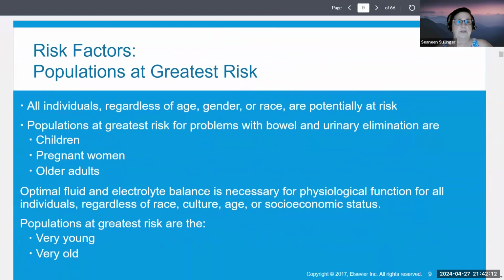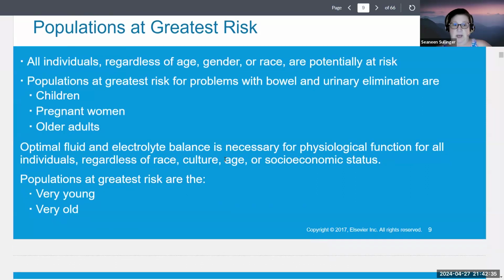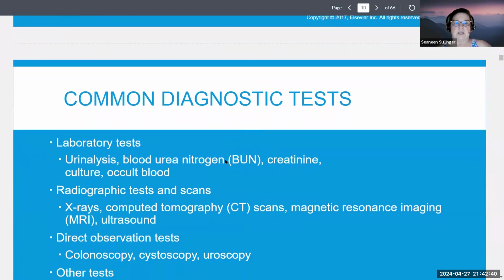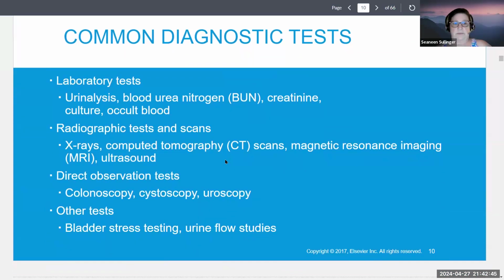As we remember, populations that are at greatest risk for issues with the urinary tract would be children and older adults, neonates, babies, and also pregnant women, because there's a lot of pressure put on the bladder by the uterus. And then the fluid and electrolyte balance is important for everybody, and usually the very young and very old are at risk.